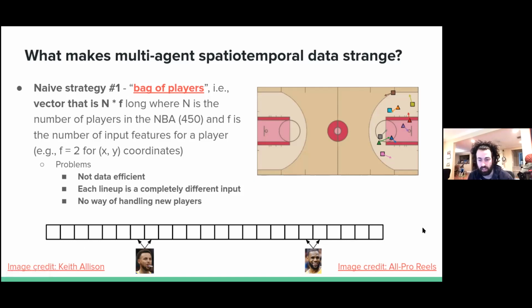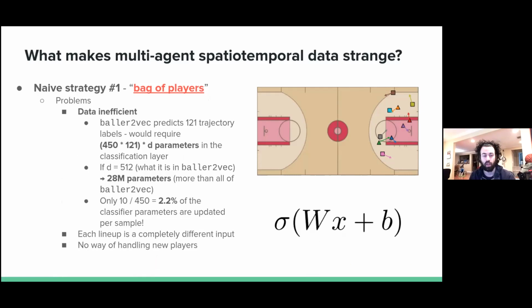And so what you can see down here is basically like a toy example of that, where anytime Steph Curry is involved in the play, his coordinates would go here. Anytime LeBron James is involved in the play, his coordinates would go here. And so there are several issues with this type of input. The first is that it's extremely data inefficient.